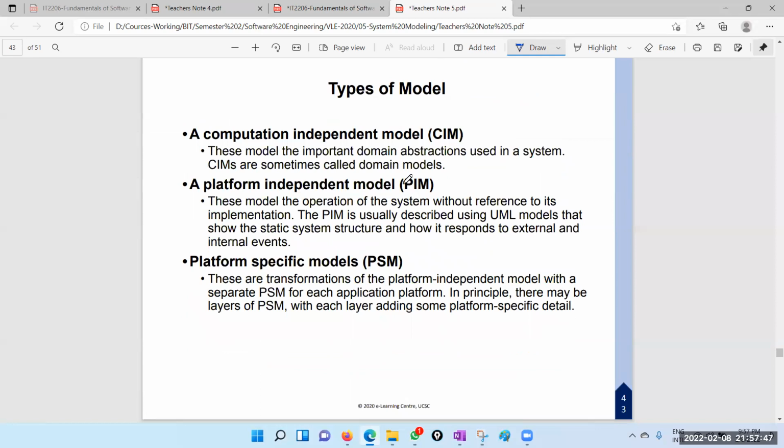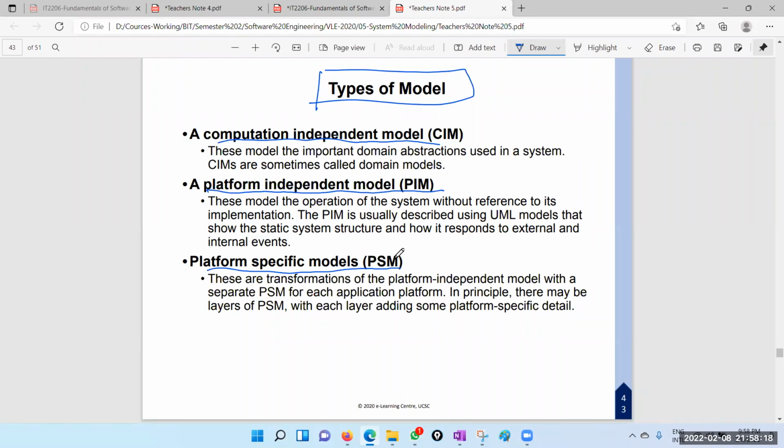Right. And now this is a separate topic. We can think of different types of models. Okay, different types of models. And this is a very popular question in your paper also. The three types of models are computation independent models or CIM, platform independent models or PIM, and platform specific models or PSM.